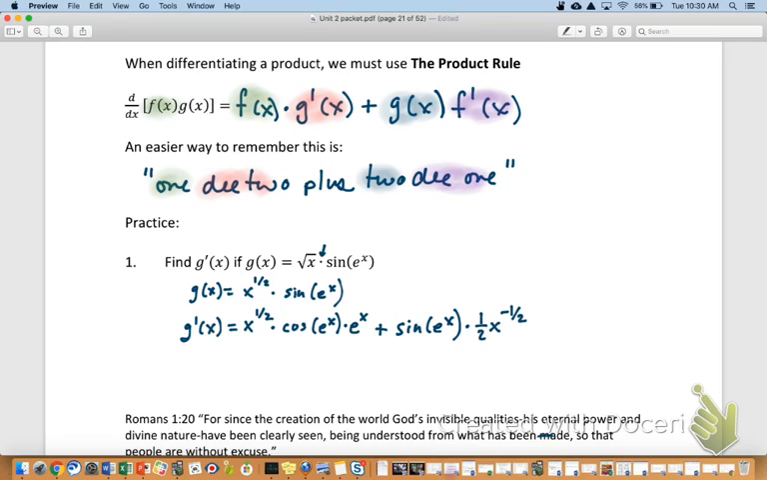And again, watch the timing on this. Can you guys see 1d2 plus 2d1? See the different parts in there, right? Any questions? Okay, silence. Maybe that's good.